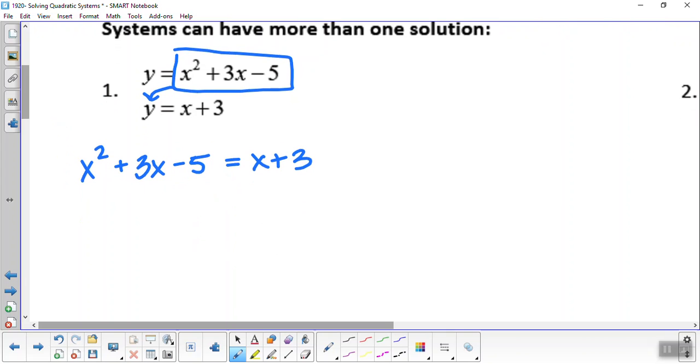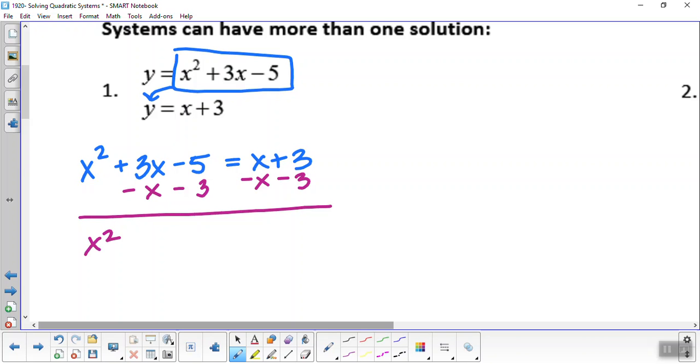Now here I have x squared, and I know in order to solve I need it to equal 0. X squared is positive on this side, so I'm going to move everything else over. So I'm going to subtract x, and here's a like term, so I can subtract x. I'm going to subtract 3, another like term. So now I have x squared plus 2x minus 8 equals 0.